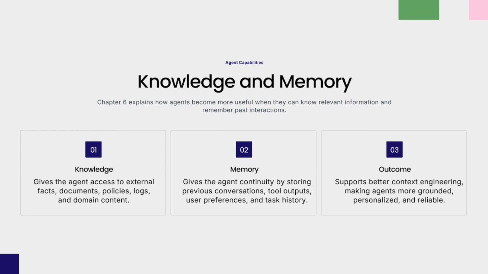So from the definition, knowledge gives agents access to external facts, documents, policies, logs, and domain content. If you are building an agent for a specialized domain, you can't use general knowledge to train the agent. It's going to give irrelevant information. So when you are building an agent, make sure you build a knowledge base for the agent so it will give answers or solve problems based on the domain knowledge.